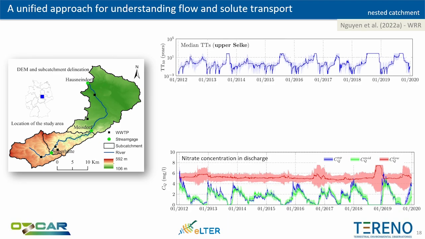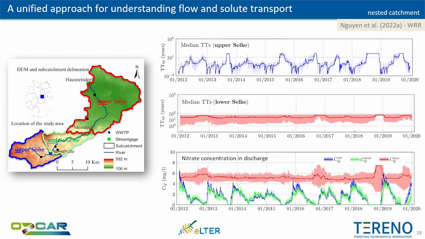So as you can see here, for the upper catchment, we also have a clear seasonal pattern in the transit time of discharge. And this explains the seasonal patterns in the in-stream nitrate concentration from this catchment that's previously explained. And we also have a similar transit time for the middle Zelker and a similar nitrate export pattern here. But for the lower Zelker, we found that the transit time is relatively stable and high.